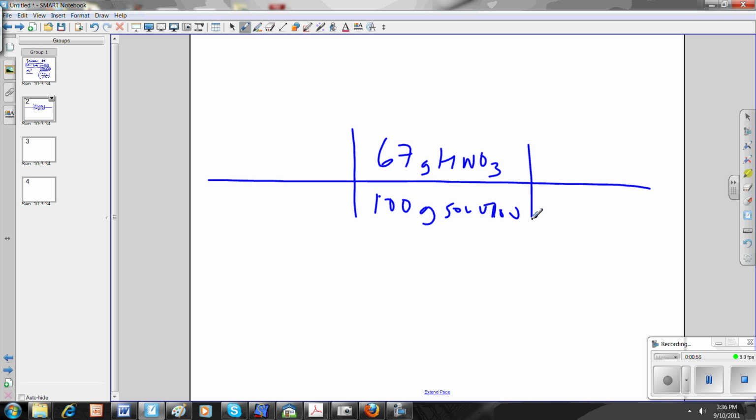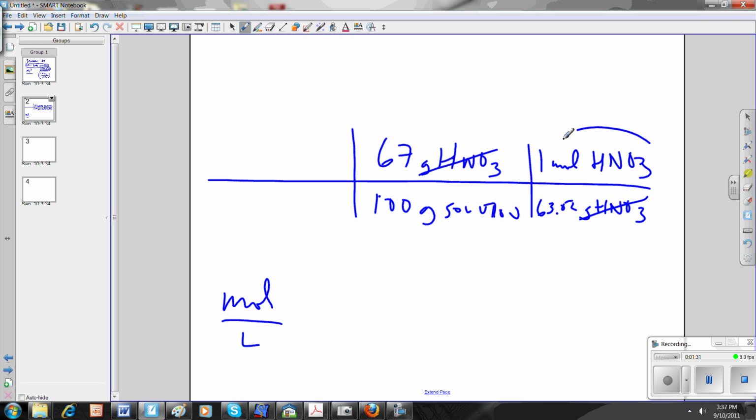So basically what we have to do is go from this percentage, 67% over, or 67 grams over 100, to molarity. Remember the definition of molarity is moles over liters. First thing I'm going to do is get to moles. Easy enough. If you take HNO3 and figure out the molar mass, it comes out to be about 63 grams. Actually, it's 63.02 grams of HNO3 is equal to 1 mole of HNO3. So what did I do right there? Well, I got rid of grams. I have moles of HNO3. Check. I got the first part done.